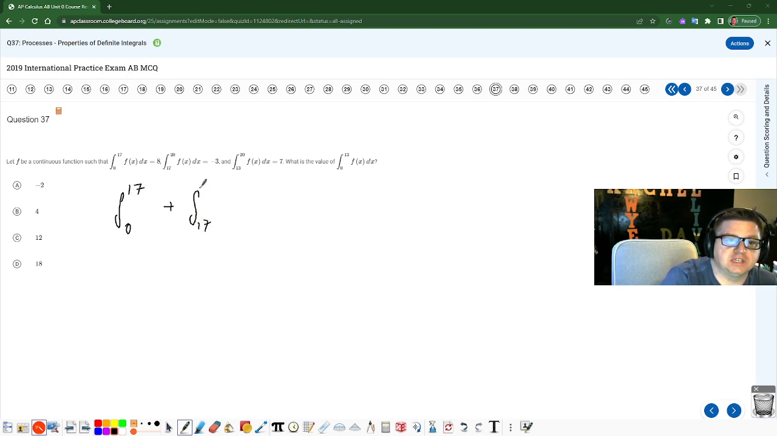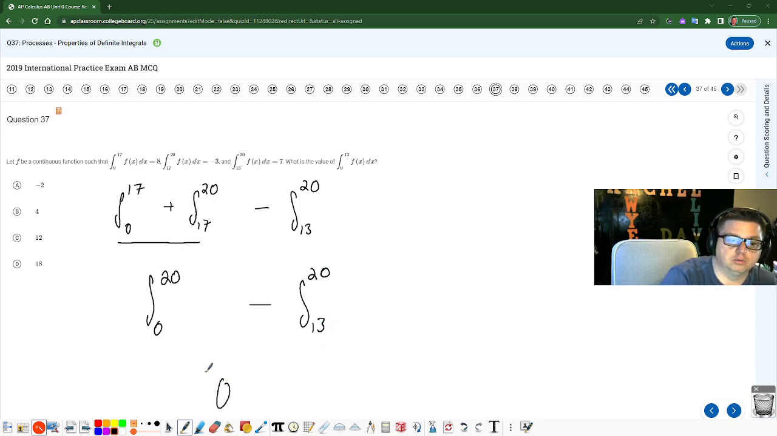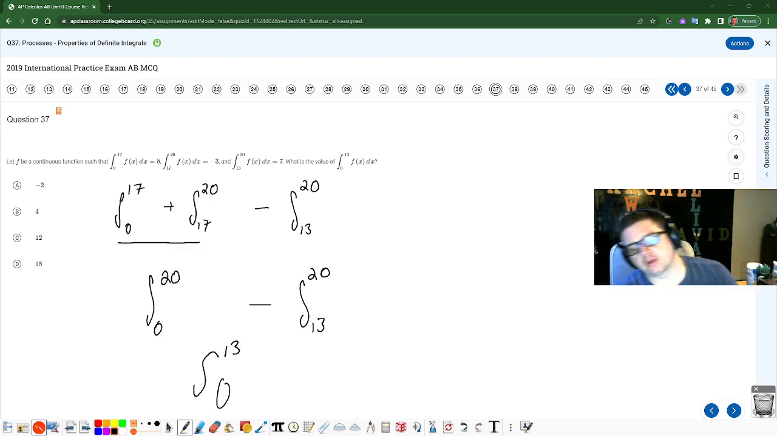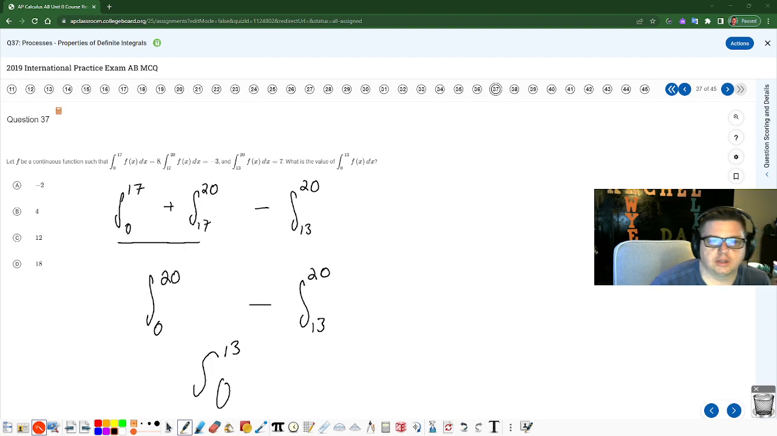go 17 to 20, and then subtract 13 to 20. Because if we do that, really this will give us from 0 to 20, and then if we subtract 13 to 20 off of it, what will be left is 0 to 13. So essentially that's the game you want to play, only we know what the integration equals, so we're just going to use these numbers.